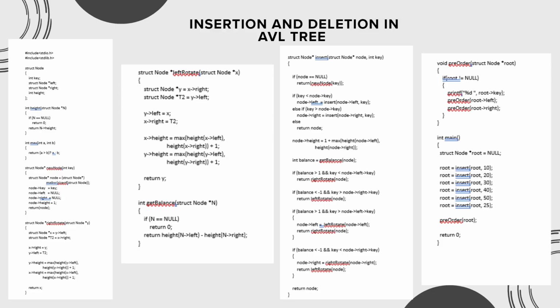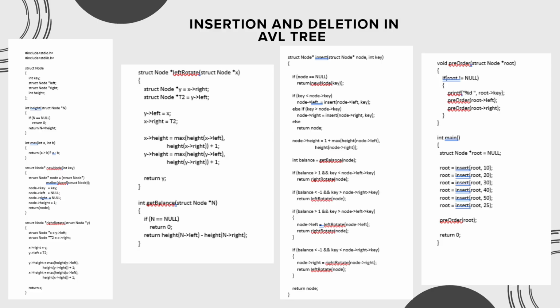Otherwise, it returns the stored height. So the max function just compares two values and returns the bigger one, which we use when updating heights after insertion or rotation. The new node function is for creating a node.